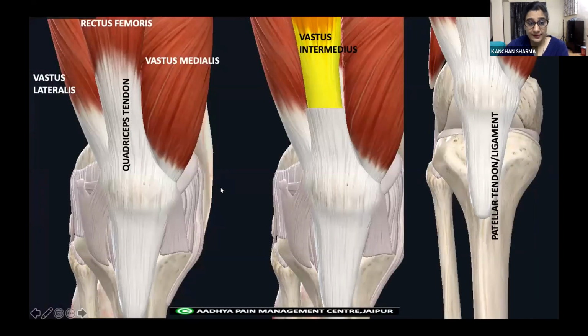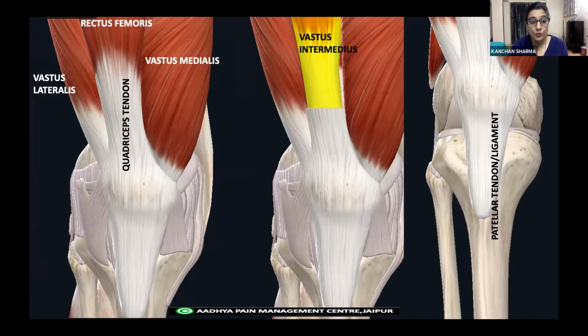Then coming to the muscles, when I say quadriceps tendon, quadri means 4. So there should be 4 muscles. They are combining to form a tendon, so we call it the quadriceps tendon. Now, what are those 4 muscles? Very easy to remember, 3 vastus and 1 rectus.